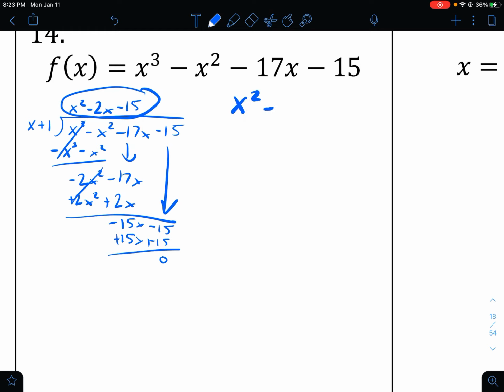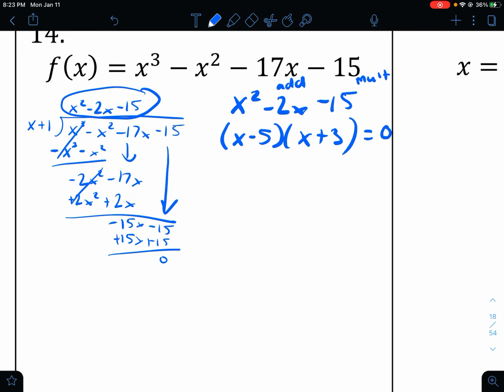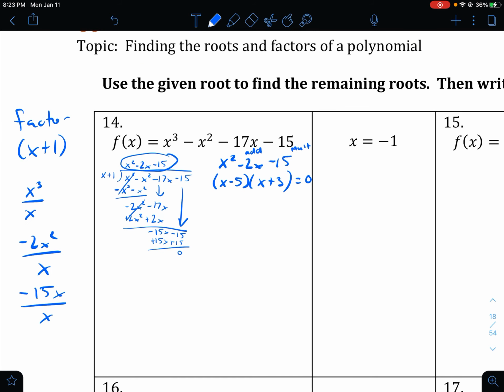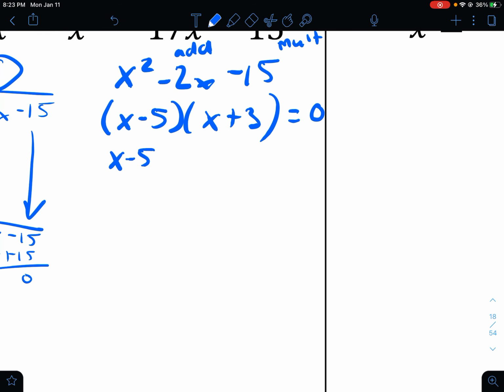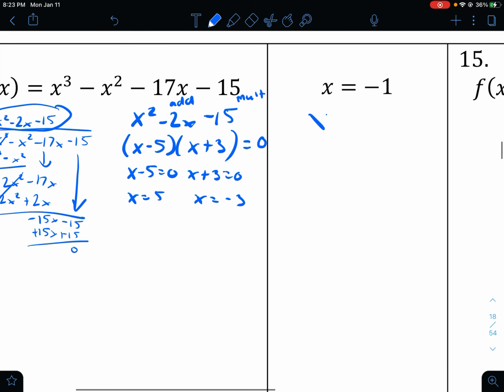So if we have x squared minus 2x minus 15, we need to figure out what multiplies to give us a negative 15 and adds to give us a negative 2. All right. In this case, we're going to want to do x minus 5, x plus 3. All right. And then we're trying to find the roots, aka, remember how the roots and the zeros mean the same thing? So then we can set these equal to 0. We get x equals 5 and x equals negative 3. So our other roots here are going to be x equals 5 and x equals negative 3.